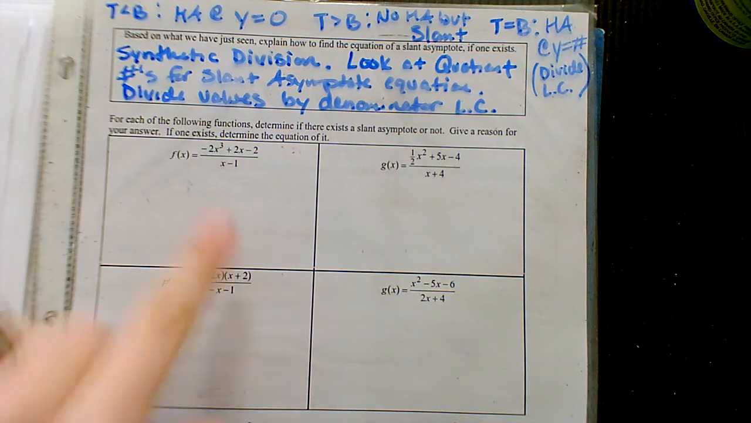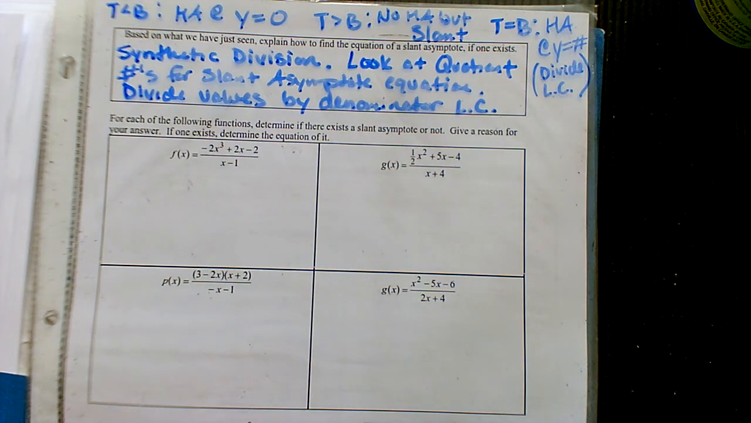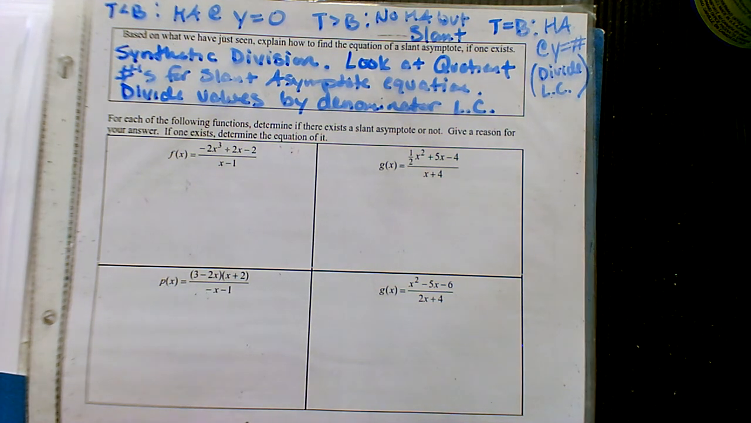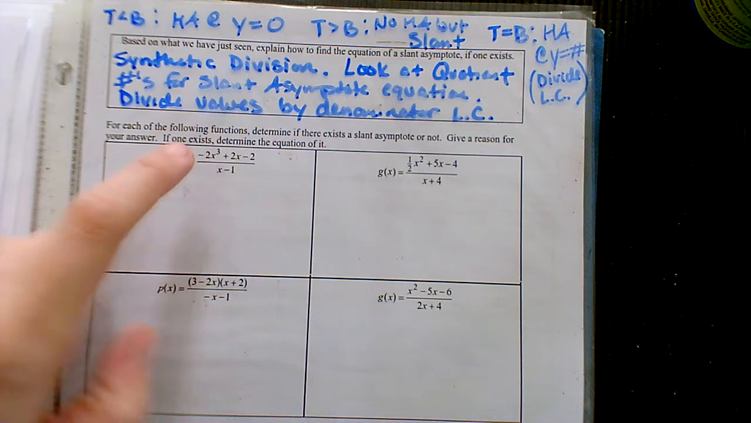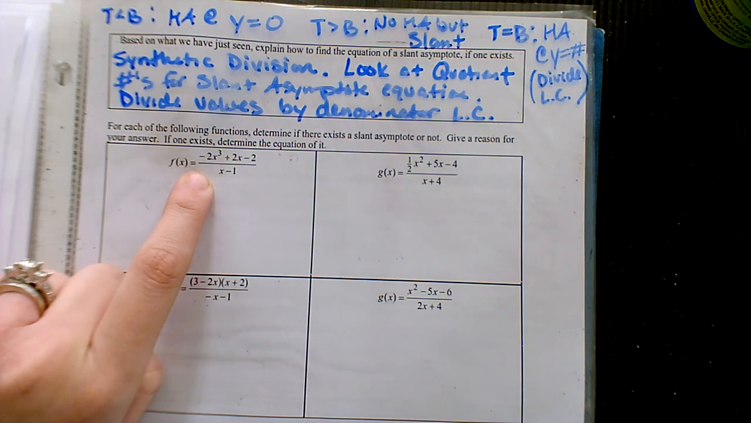Okay, so in this box that's left, we're going to first determine if we have a slant asymptote or not, and if we do, we're going to try to find the actual equation of it. We don't have a graph to go off of for these like we did yesterday. We're going to have to trust our gut as we go through the division process. Okay, so take a look at the first one. Can we determine if we have a slant asymptote or not?